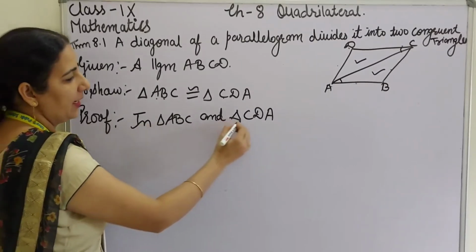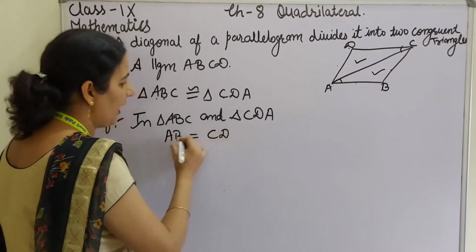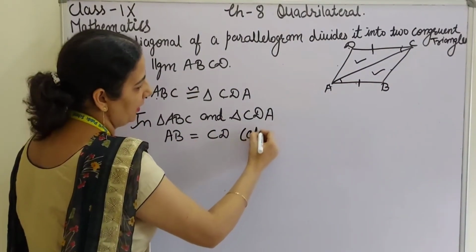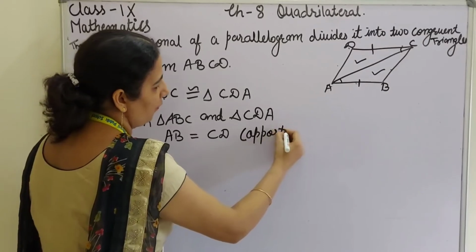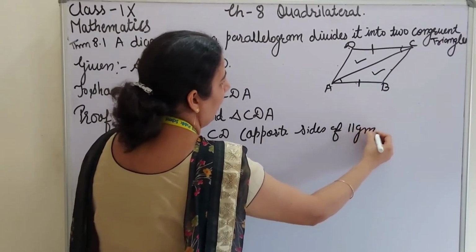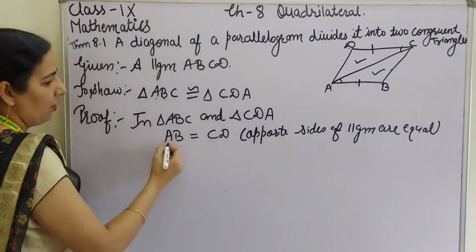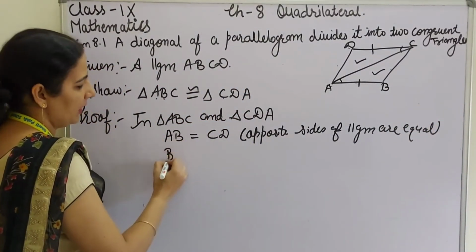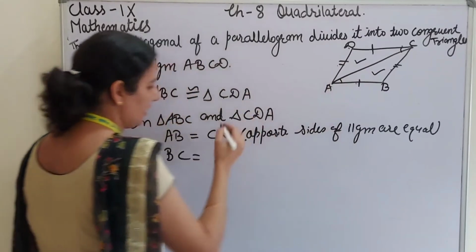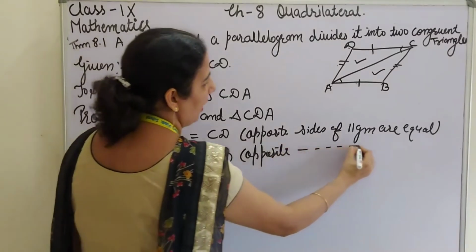So in triangle ABC and triangle CDA, we can say that AB is equal to CD. Why are these two sides equal? Reason is opposite sides of a parallelogram are equal. Clear? Now the second one is BC equals AD, and the reason is the same: opposite sides of a parallelogram are equal.